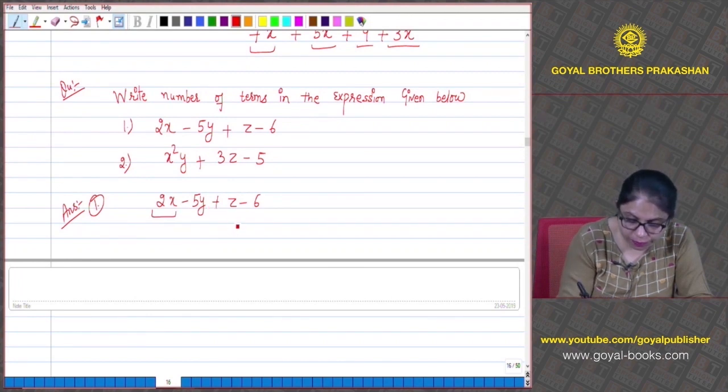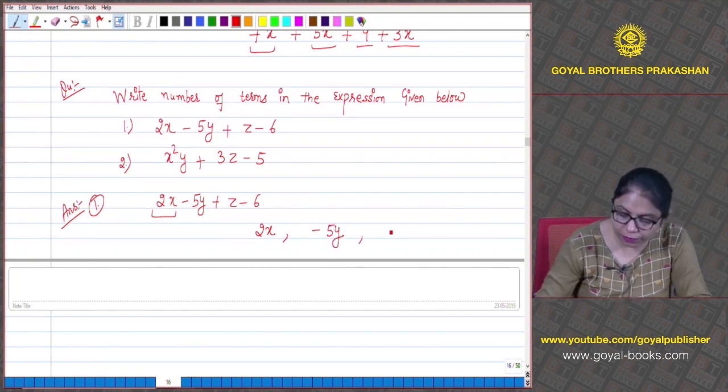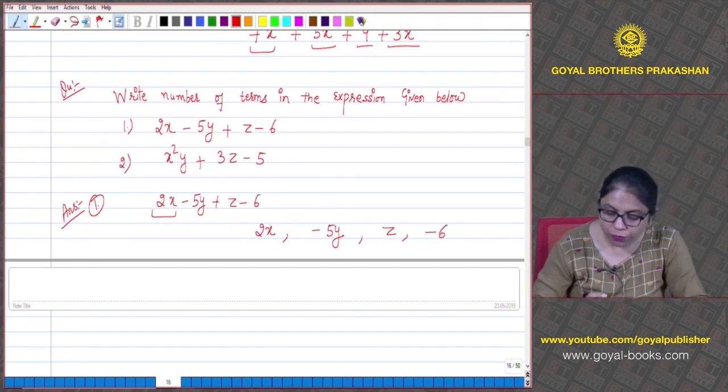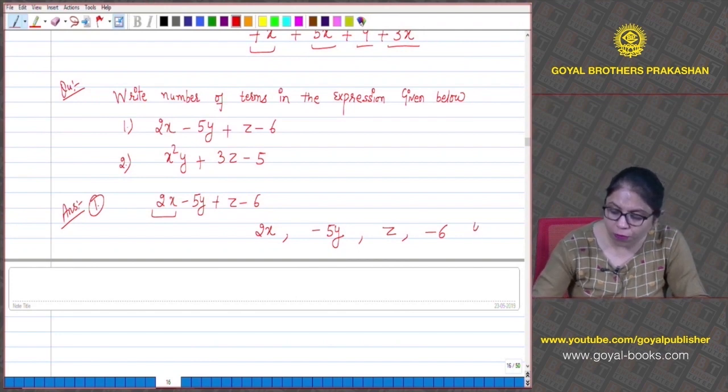This is first term, 2x, this is our first term, minus 5y, this is second term, z, this is third term, minus 6, this is fourth term. So we are given how many terms? We are given 4 terms. So this expression is made up of how many terms? 4 terms. Okay.